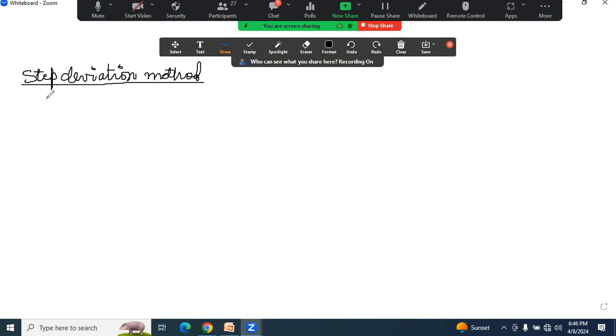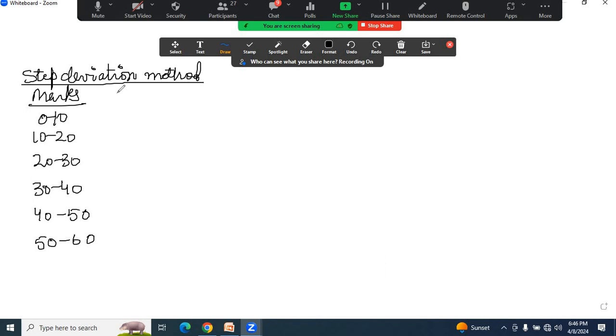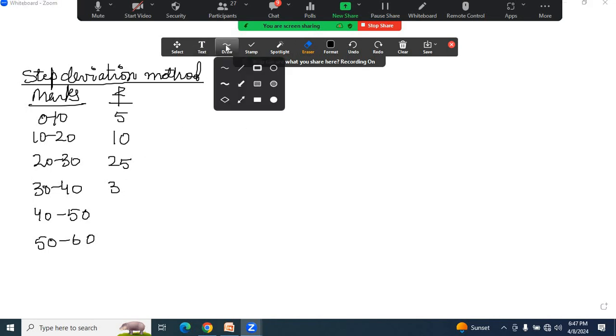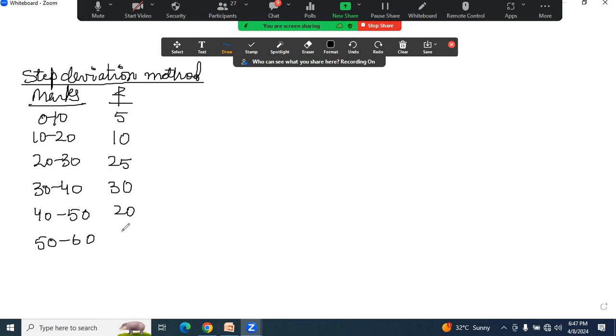Okay, one example I'll take. Let us take this only. Marks: 0 to 10, 10 to 20, 20 to 30, 30 to 40, 40 to 50, and 50 to 60. Then we have frequency: 5, 10, 25, 30, 20, 10. I think last time we took 30. Summation F, that is N, is 100.